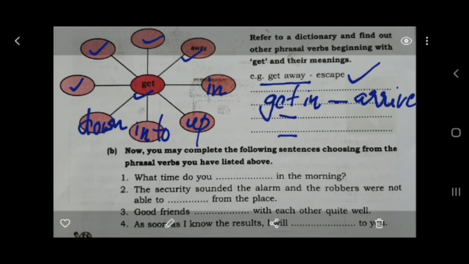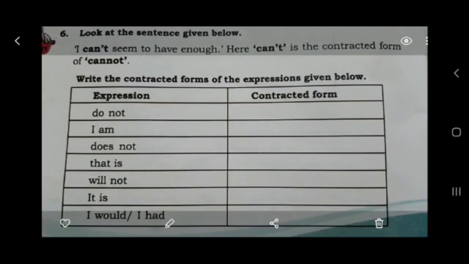And you have to do one more activity below that, B. Now you may complete the following sentences choosing from the phrasal verbs you have listed above. Now there are some fill in the blanks. What time do you dash in the morning? Which phrasal verb from above do you take from the list above in this blank? Adhe pole ivide ivide, there are four activities, you may do all these activities, right? Another activity in the same page.